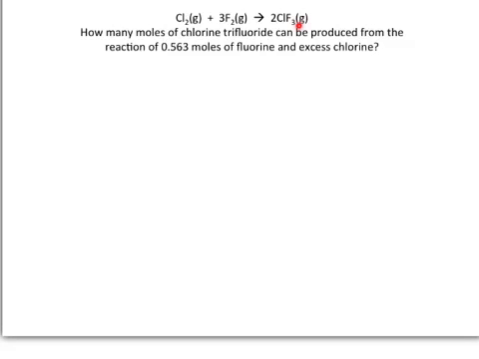So the conversion factor that I'm going to want to use comes from the equation. The coefficient in front of the fluorine is a 3, so that means that 3 moles of fluorine are going to produce 2 moles of chlorine trifluoride. So using that conversion, it's very easy then to convert between the amount of fluorine that's reacted to the amount of chlorine trifluoride that's produced.